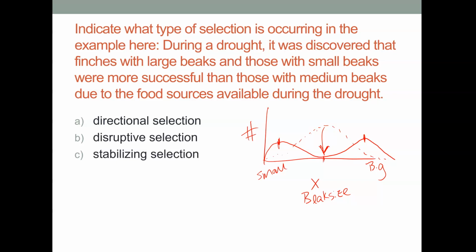This is actually the beginning of speciation, which is what we're talking about in this lecture. We're starting to see a divergence in this population, with birds whose beak size is getting bigger and birds whose beak size is getting smaller. So this particular character, with large, small, and medium beaks, is getting disrupted.